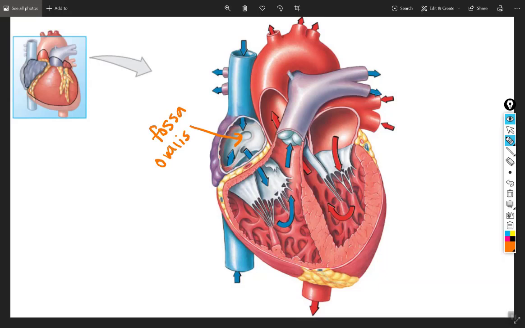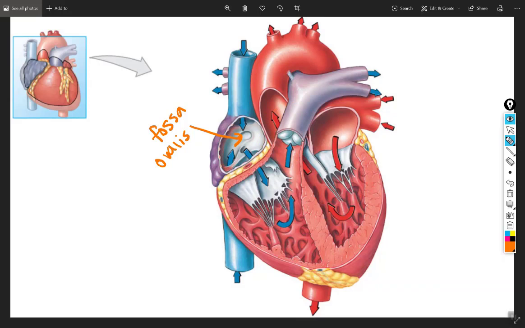Now, one thing I'm not super thrilled about in this image is that the fossa ovalis is positioned a little bit strangely here, and I know why they've done it. They've done it so that you can see it. However, in reality, the fossa ovalis is on the interatrial septum. Septum means divider, and interatrial means between the two atria. So the interatrial septum is the divider between the two atria, and really, it's hidden back here behind these two great vessels.